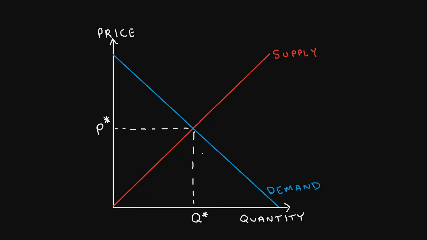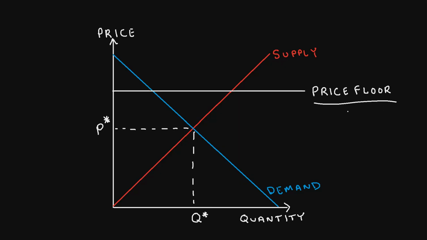Now, one thing that governments occasionally try to do is impose something known as a price floor. Now, a price floor is a minimum price for some good set by the government with the intention of ensuring a fair income for the producer of that good. Now, in order for a price floor to be effective, or what economists call binding, it must be set above the equilibrium price.